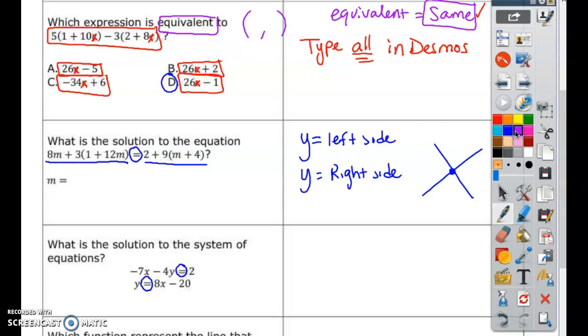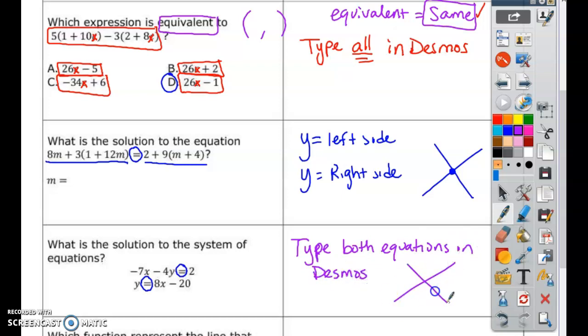Same thing for this one. You're going to type y, the first equation, and type both equations in Desmos, and see where they cross. If they cross, they have one solution. If they don't cross, they have no solution.